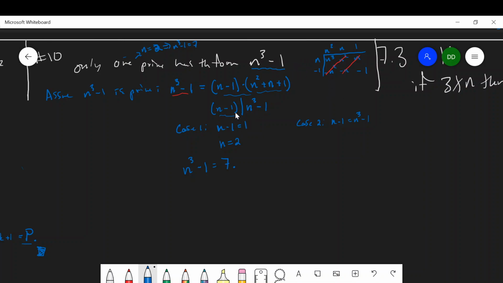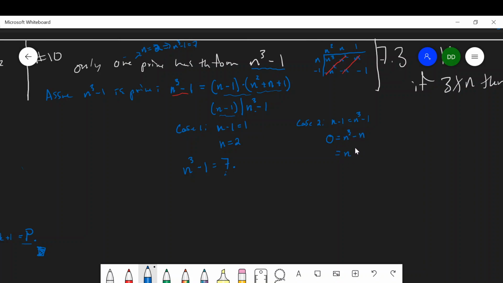Because if it is prime, then n minus 1 divides it. And if we're in this case, that means n cubed minus 1 is 7. Case 2, well, what if n minus 1 was really the same thing as n cubed minus 1? Well, let's solve this equation. I'm going to subtract n and add 1. I get 0 equal to n cubed minus n.